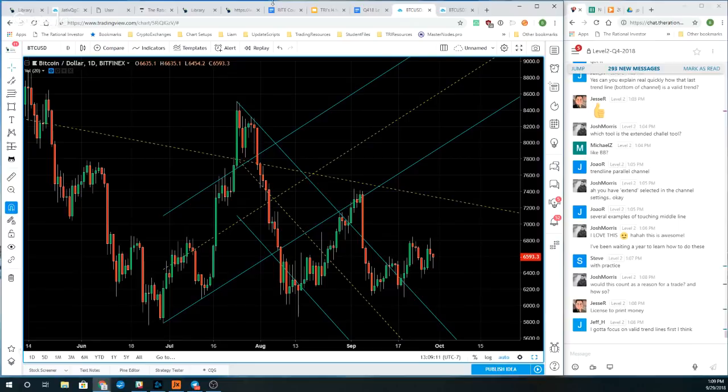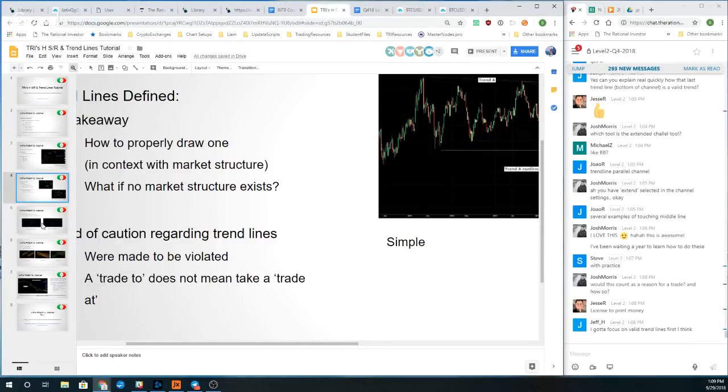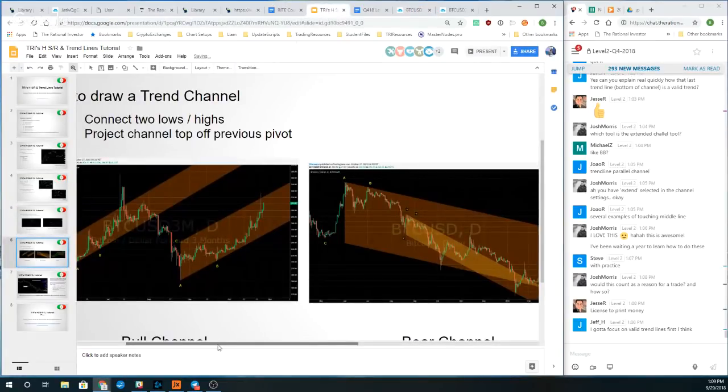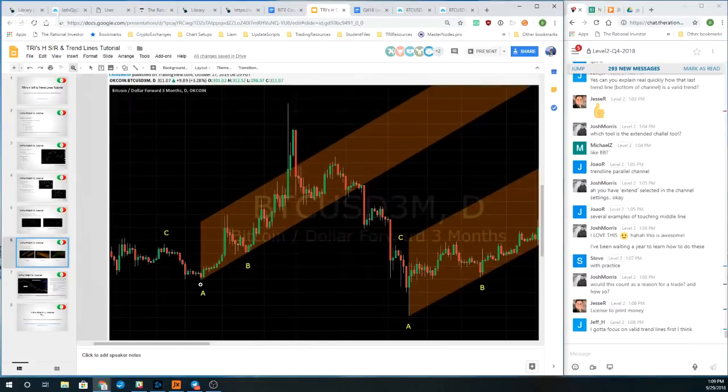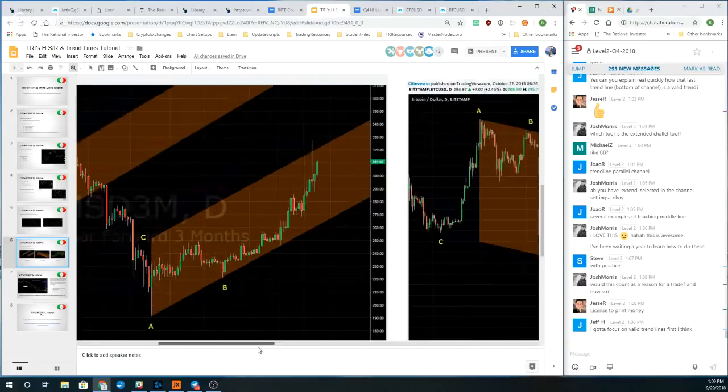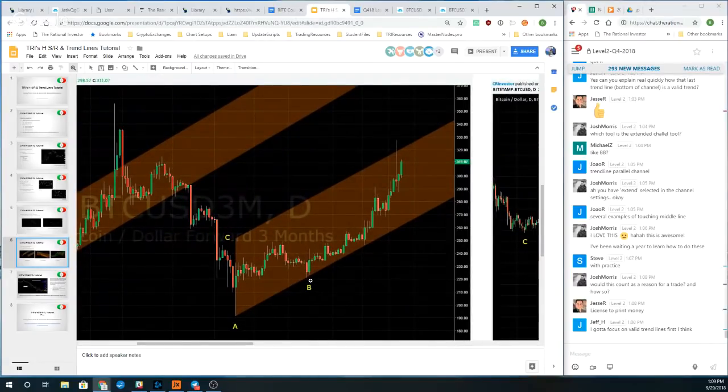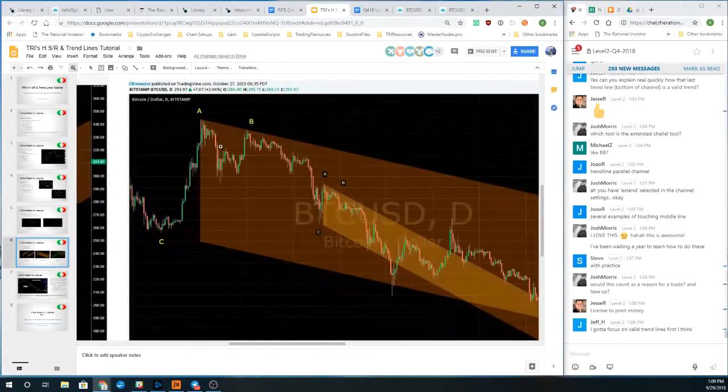Okay, so our next topic that we wanted to introduce you to was this idea of drawing channels. Everybody see how I did this? A to B, trend line, projected off of C, paints this channel. This one, A to B, previous rally peak was here, paints this channel. Then in the downtrend, A to B, off of the previous low, paints this channel.